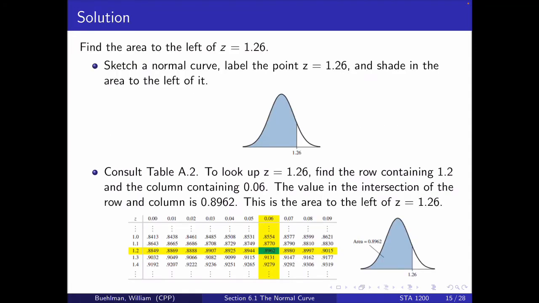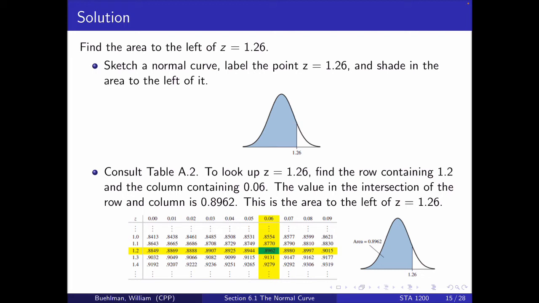Here's our solution. First we have to sketch the normal curve, label the point z equals 1.26, and shade the area to the left of it. So that's what we've done here. And to remind you, 0 is the peak, so 1.26 should be to the right of it, so that makes sense. We're good there, and we're shading the area to the left, so that's why that blue is there.